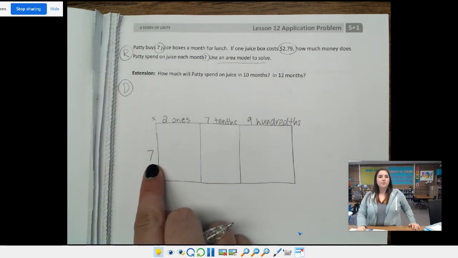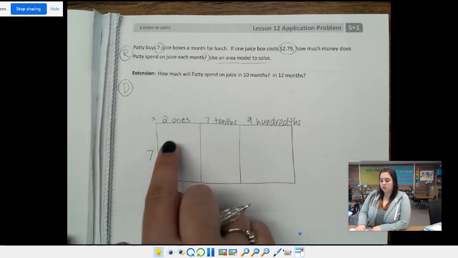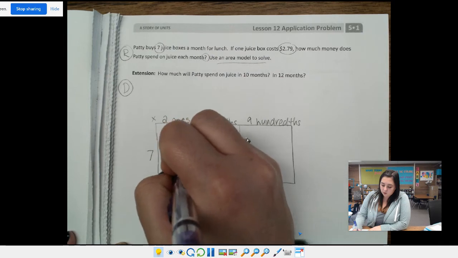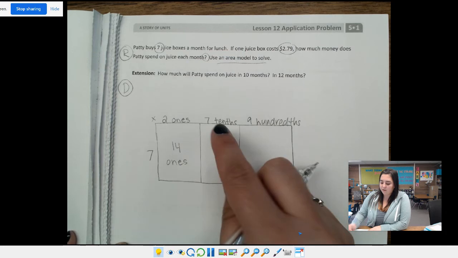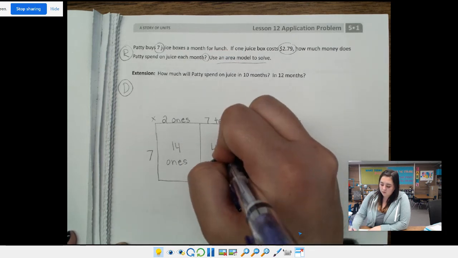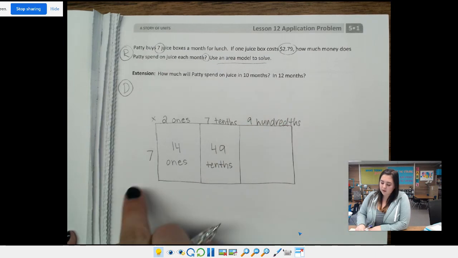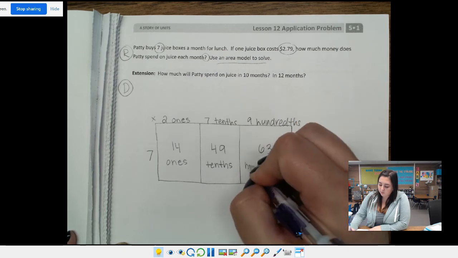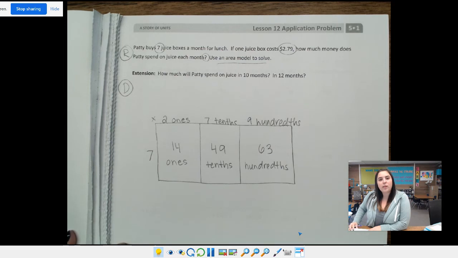Now we can multiply. So let's first do our 7 times the 2 ones. 7 times 2 ones is 14 ones. Then we have 7 times 7 tenths. That would be 49 tenths. And then 7 times 9 hundredths. That would be 63 hundredths.